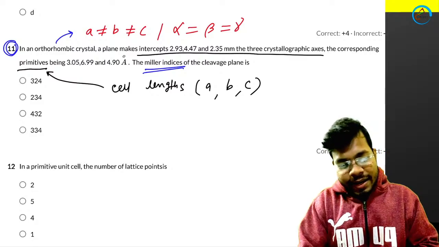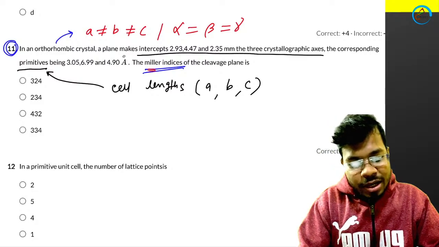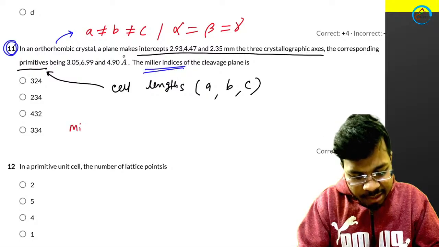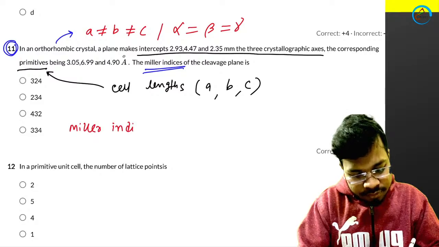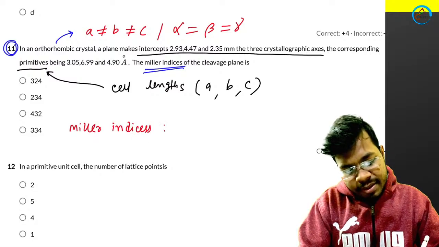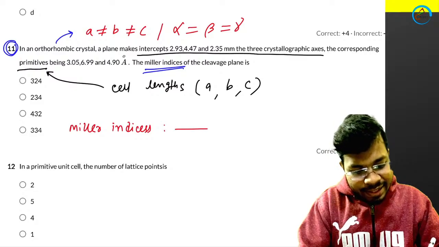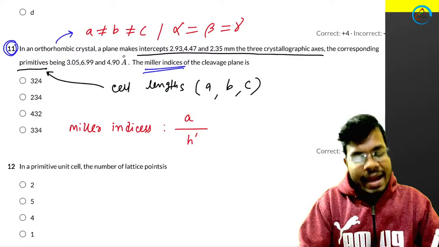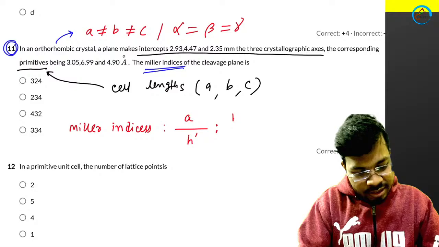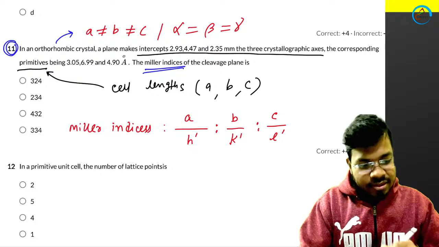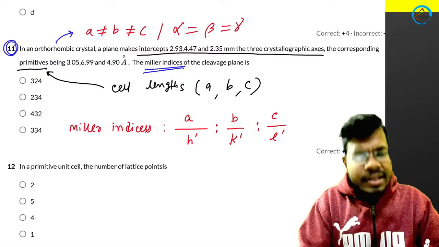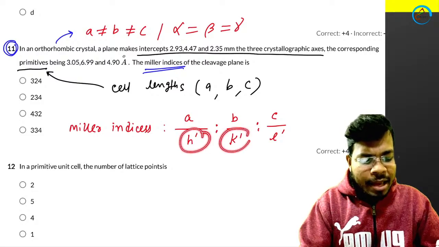Nobody. Okay, great. So listen. How can you calculate Miller indices? What is the definition of Miller indices? It's very simple. Miller indices basically means side length divided by intercept. So a, b, c are actually side lengths. I told you a, b, c side lengths. Intercepts will be represented through h prime, k prime and l prime.